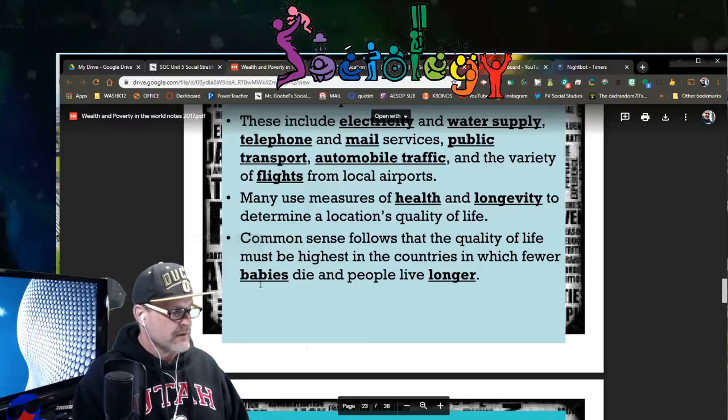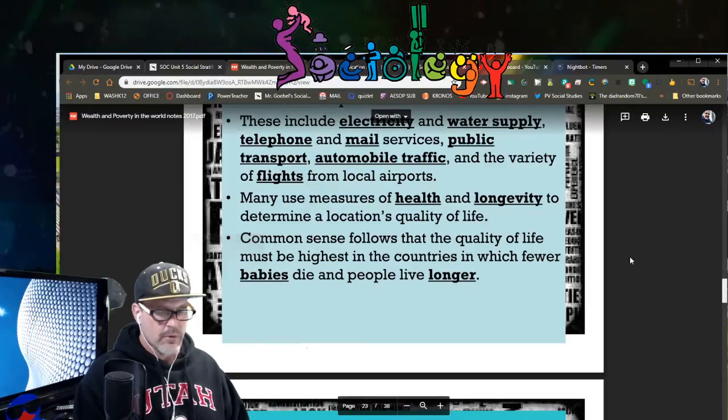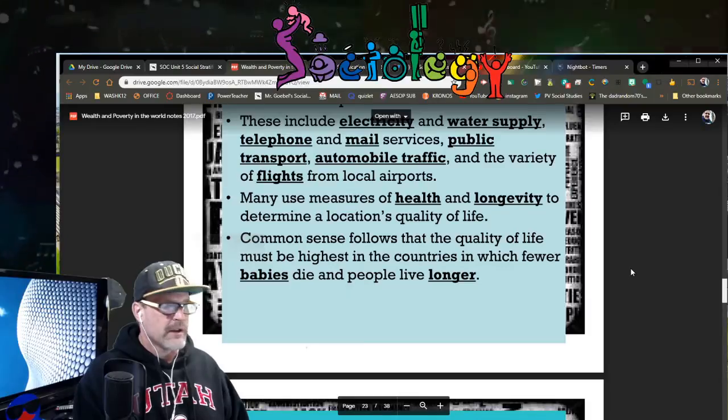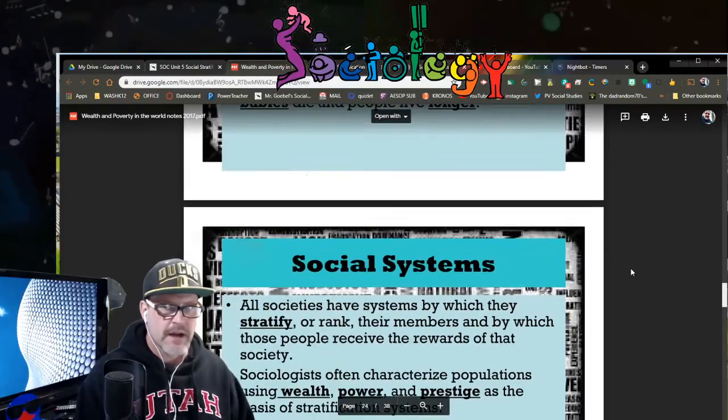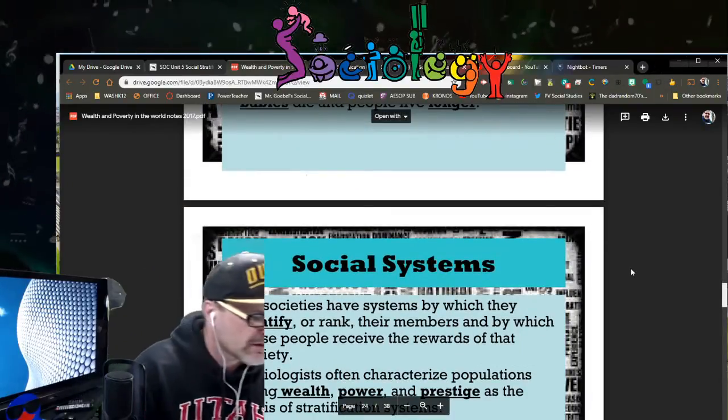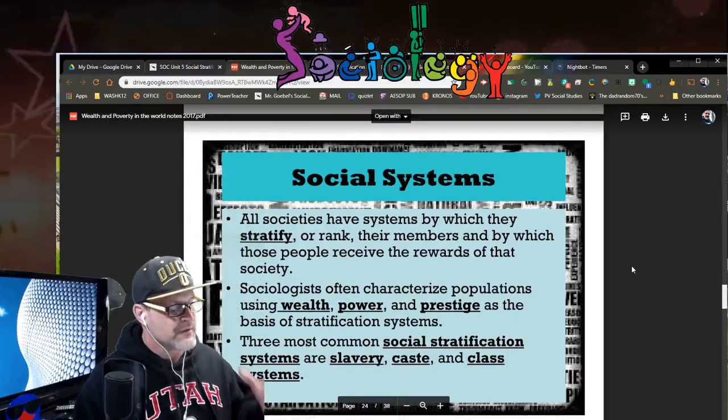Down here it talks about infant mortality, where babies die, or whether they live long or not. How many women die in childbirth? I mean, that's a concept that shouldn't exist anymore. So that's from the global perspective.